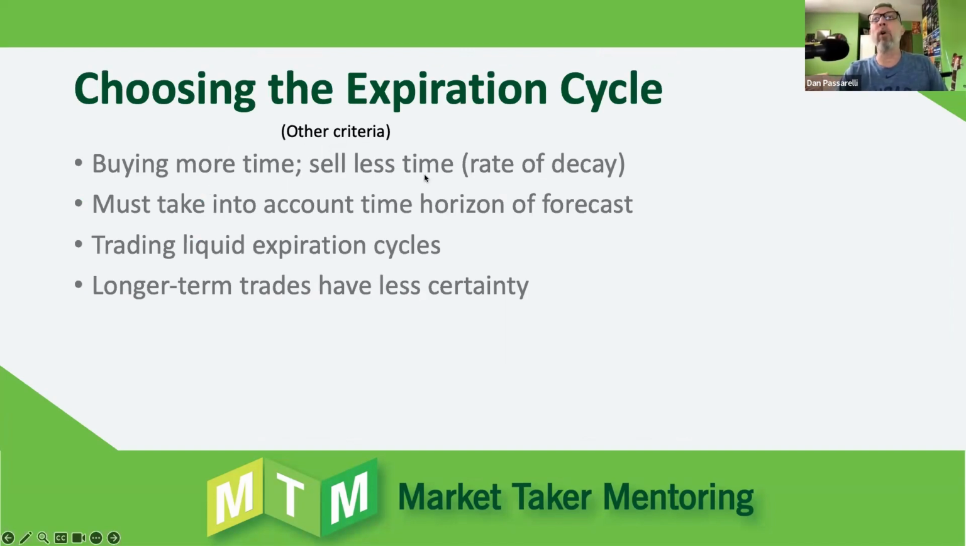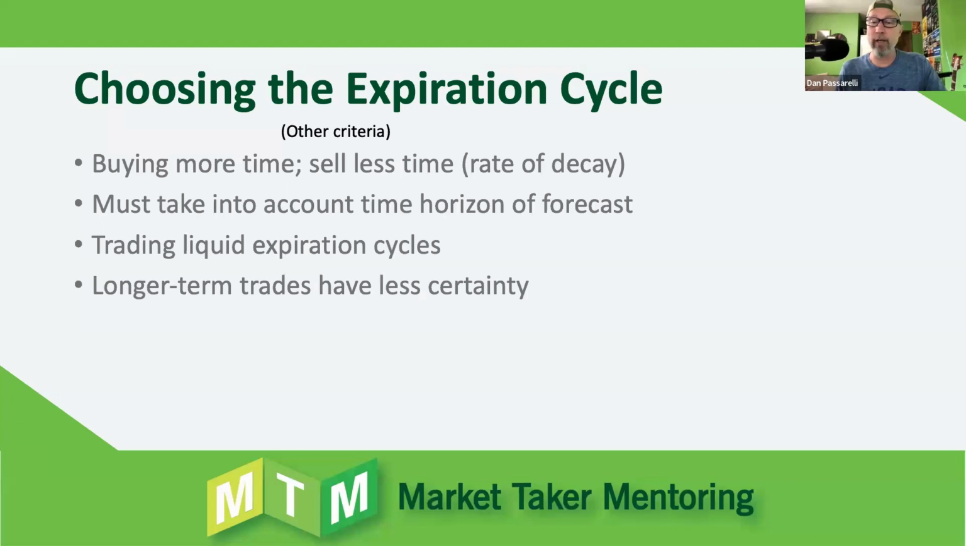Other criteria, buying more time. If I'm buying options, I have decay that goes against me. I would rather buy longer term options because they decay at a slower rate, but sell shorter term options because the shorter term options decay at a faster rate. Whether I'm buying or selling helps me choose which expiration is more suitable for me, which one will make me more money. I need to take into account the time horizon of the forecast as well. Okay, sure. I plan on holding this for 4 months. Yes.